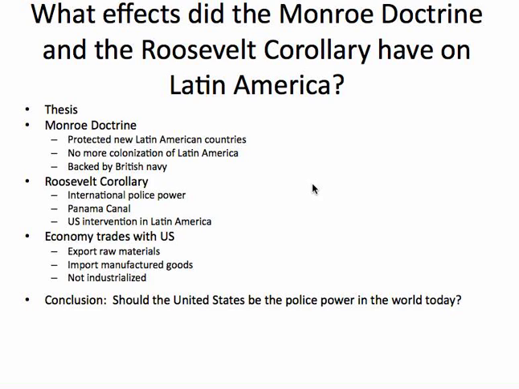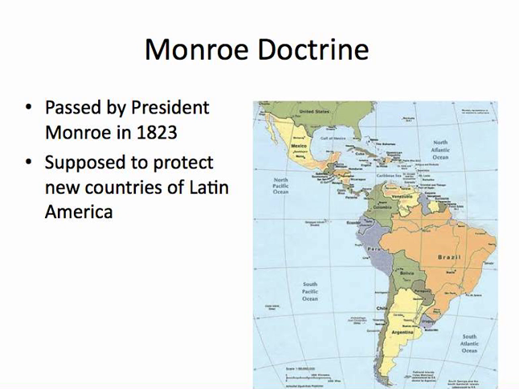Lecture number 30: what effects did the Monroe Doctrine and the Roosevelt Corollary have on Latin America? The first thing we have to understand is what the Monroe Doctrine is. It was passed by President Monroe in 1823, and it was supposed to protect the new countries of Latin America.